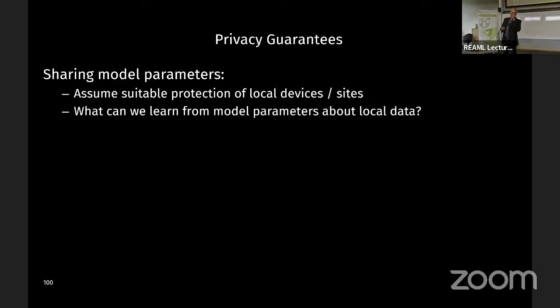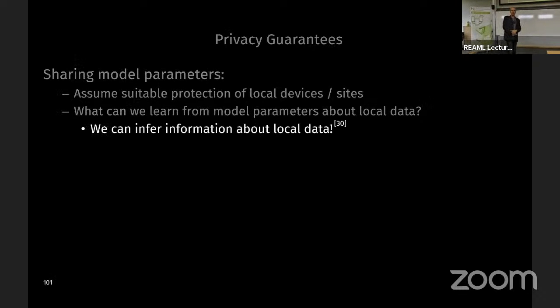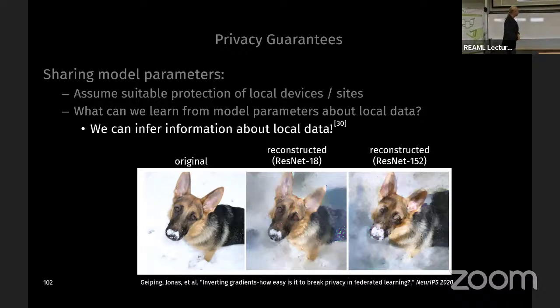But people very quickly found out that you can learn a lot about your data from your model parameters. And here's an example. Actually, you learn from gradients, not model parameters here, but the picture was just so nice, so I took that one. So it's an original picture. You get the gradient from your model, not the picture, and you reconstruct it using only that gradient. And as you can see, you get quite good reconstructions. One is done with the ResNet 18 and one with the ResNet 152.